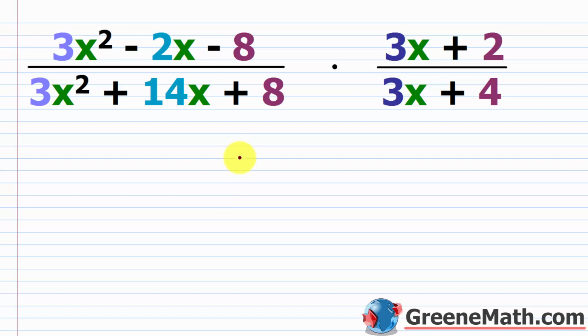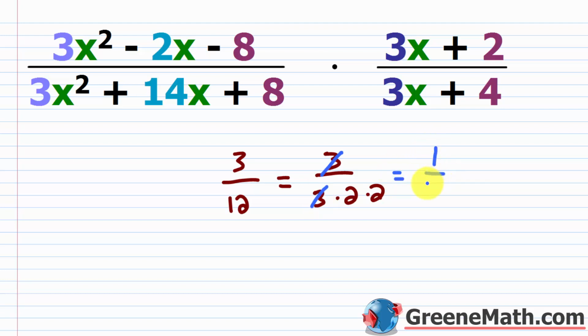So if we have something like, let's say, 3 over 12, we know that we could write this as 3 over 3 times 2 times 2, okay? And then I can cancel this with this, right? I'm basically just saying 3 over 3 is 1, so I can cancel it out, right? So this ends up being just 1 over 4.